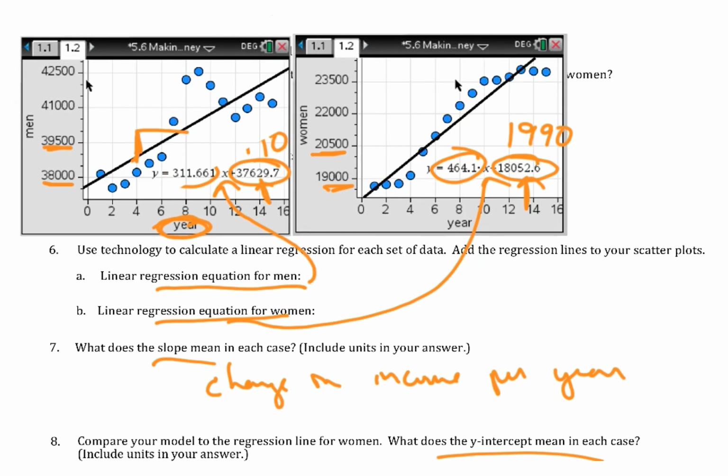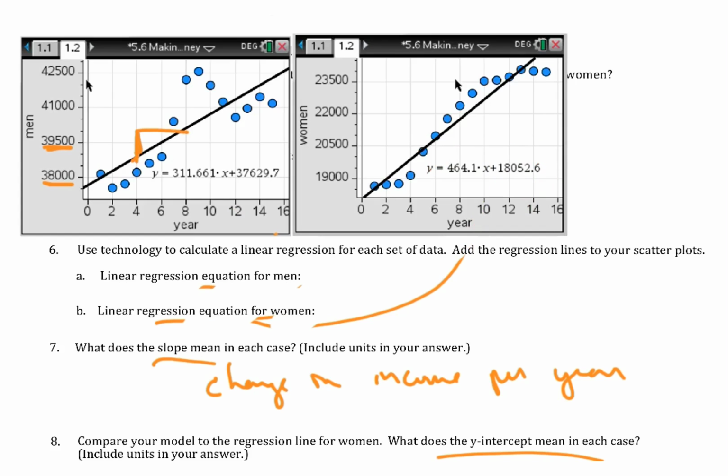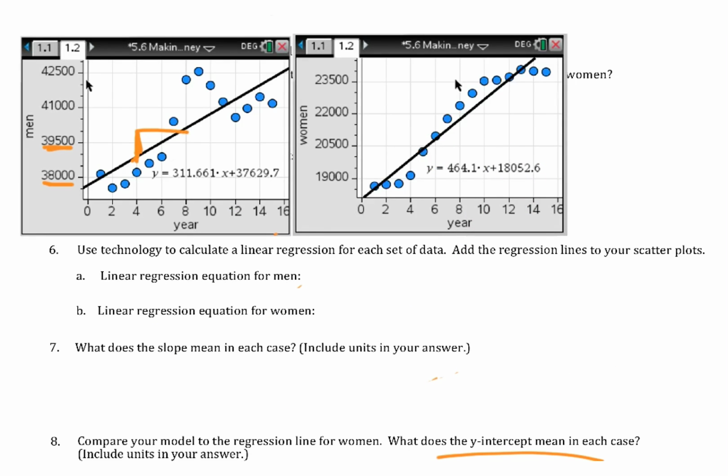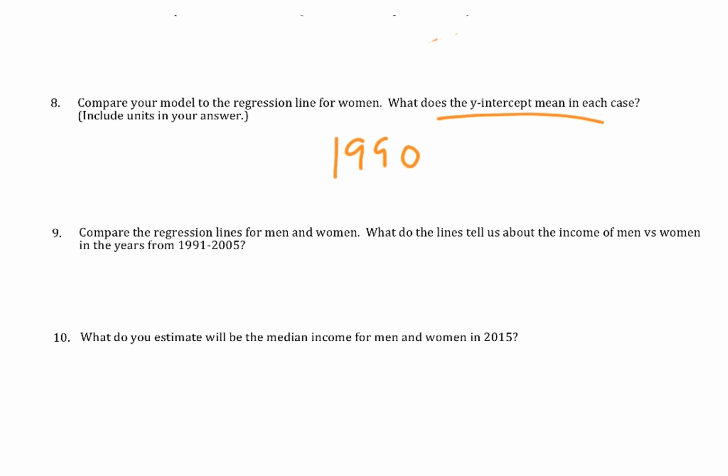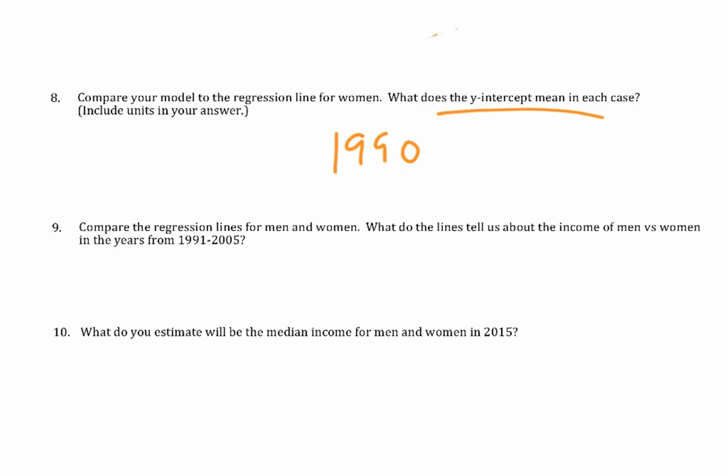Now, what do you estimate will be the median income for men and women in 2015? And here's where the real power of these regression lines come from. So in 2015, 2010 is 15, so 25 would be 2015, the way our numbering works. So we're looking up and saying, where would this line be at this point? And we use that regression line to help us. So what we do is we take these equations and we plug 25 in for x, and that's how we are going to figure it out.